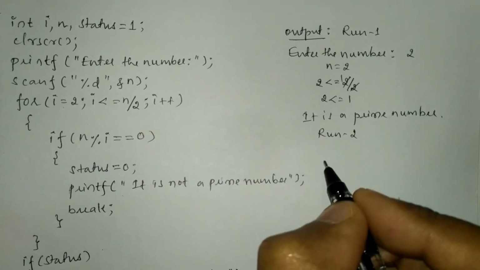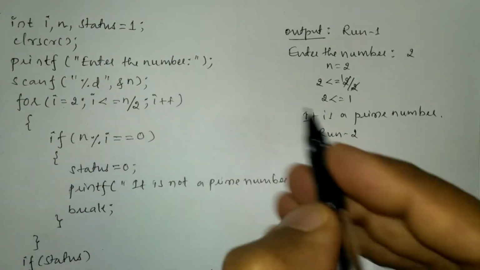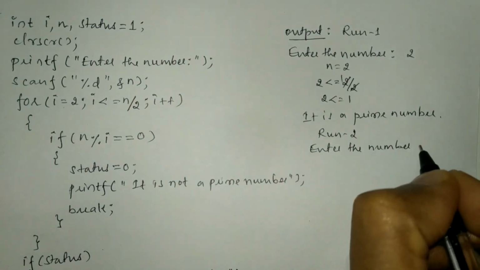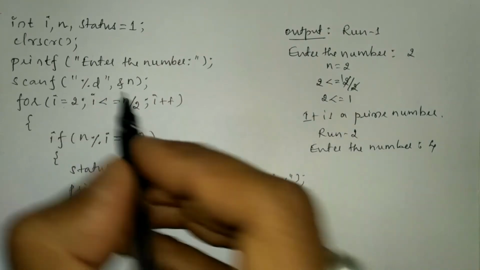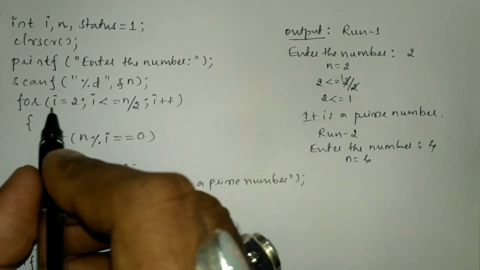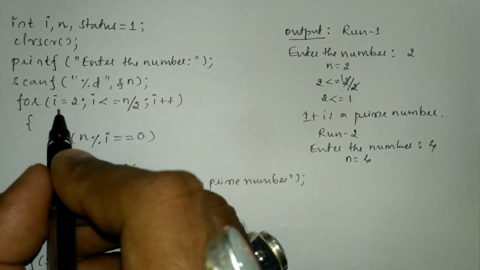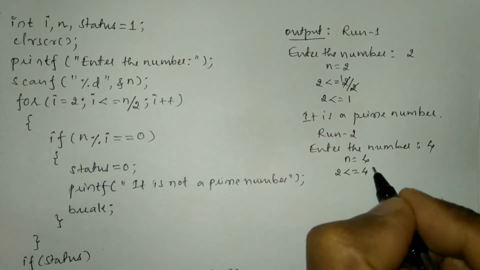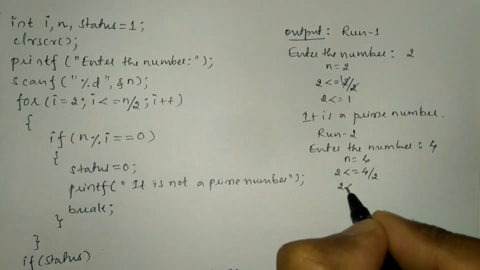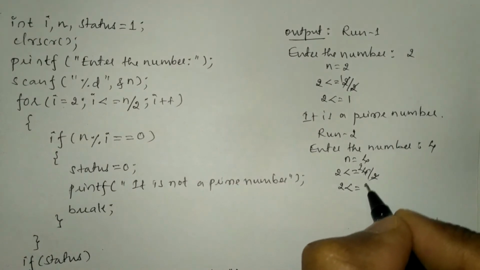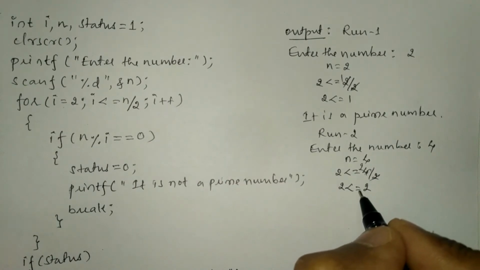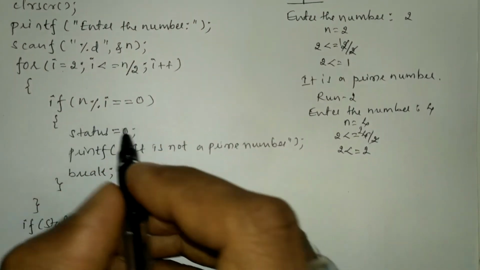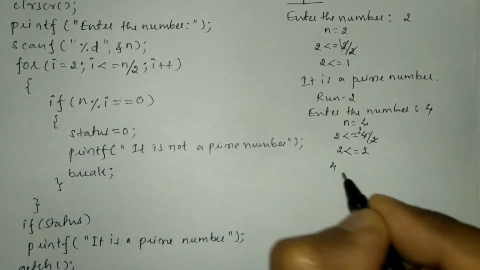Now let us take run 2. One more time we are going to execute this program. Again it will ask the user to enter the number. Now I'm going to enter 4, for example. So n is equated with value 4, and now we'll check this condition. i is equal to 2, and 2 is less than or equal to n, which is 4 divided by 2. So 2 is less than or equal to 2. Yes, the condition is true. Once the condition is true, then this particular condition will be checked.